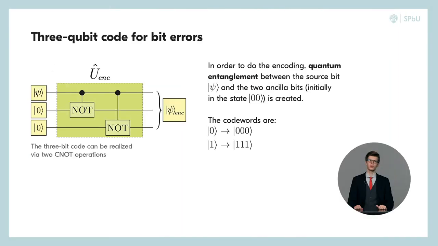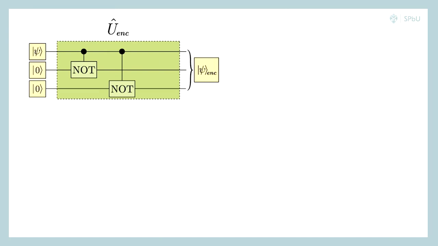The scheme that allows one to perform such an encoding is presented on the slide. It contains 3 input qubits, 2 logical elements in which the psi qubit is a control qubit and one of the ancilla qubits is a target one. Let's see how this scheme works. Suppose the initial state of the qubit is psi, which is equal to alpha 0 plus beta 1.